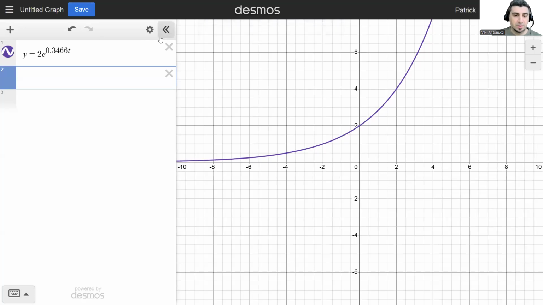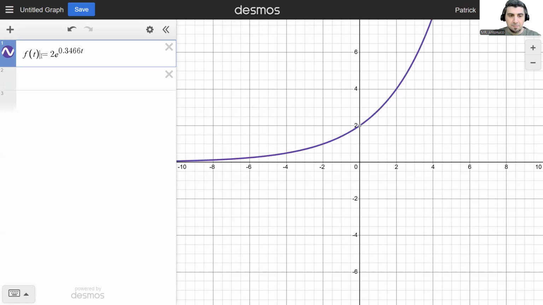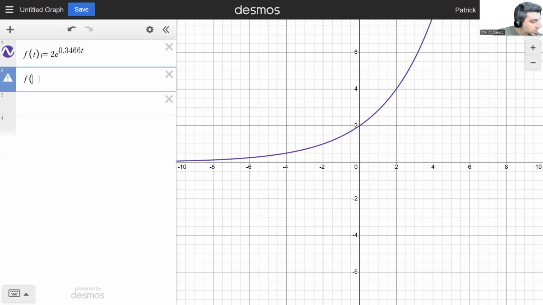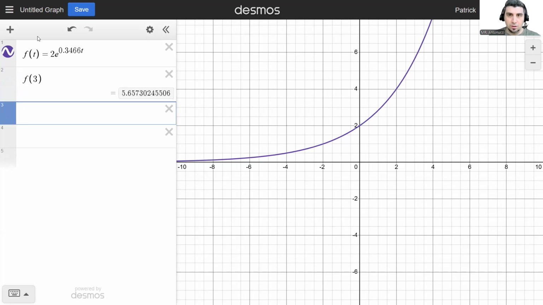So I brought up our Desmos with our equation in it. If I rename this f of t, then I can use function notation to evaluate it and do f of, what did we want? We wanted when t is 3. And then you can actually get any value you want there. All right, so that's just an easy way to do it on Desmos.